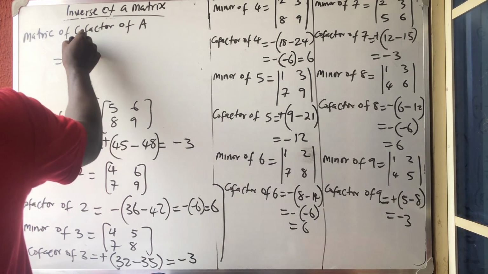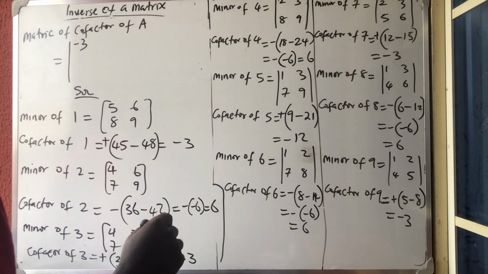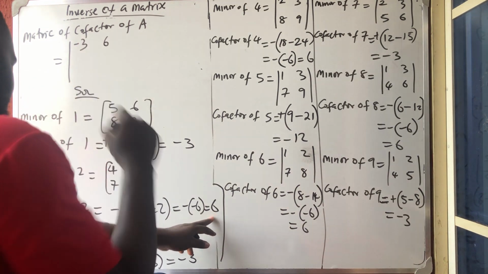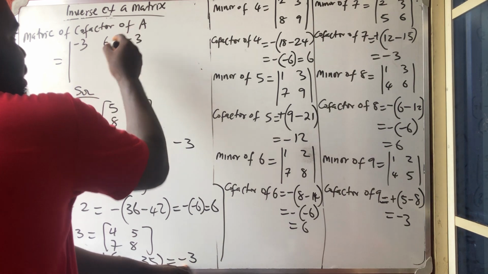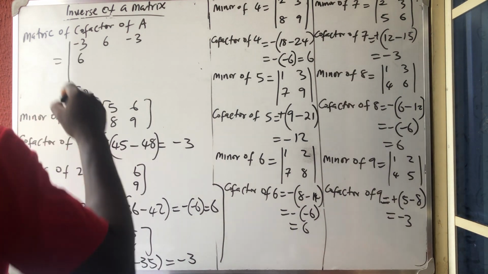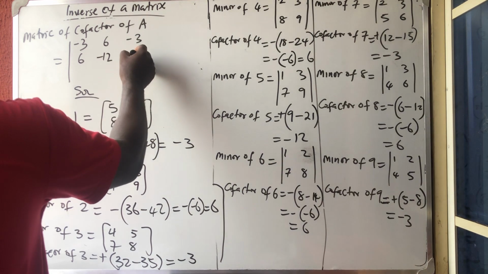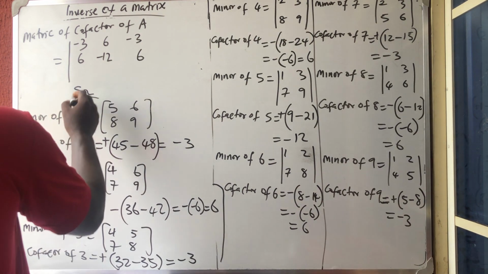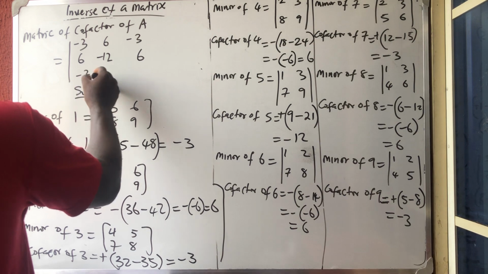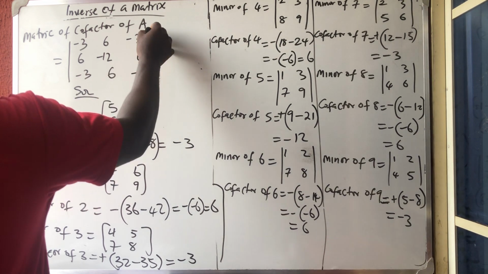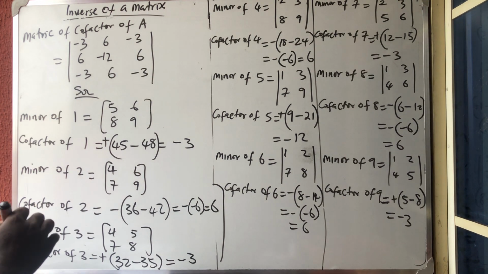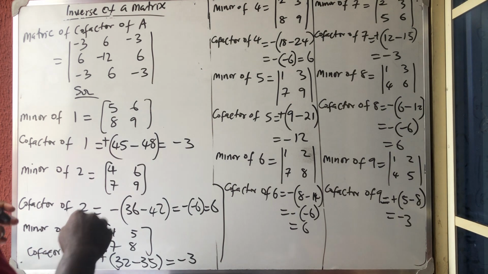That is what? Minus 3, 6, minus 3, 6, minus 12, 6, minus 3, 6, and minus 3. Okay, so this is now the matrix of the cofactor of A.